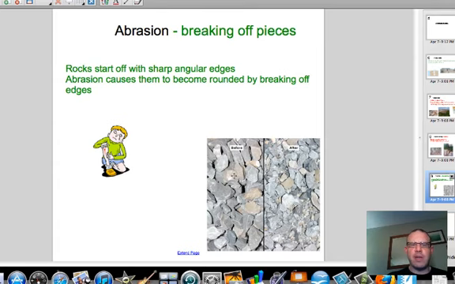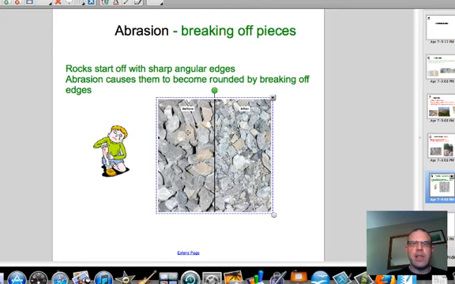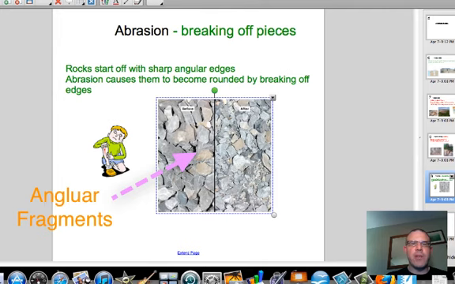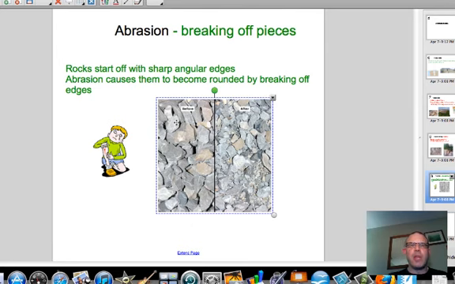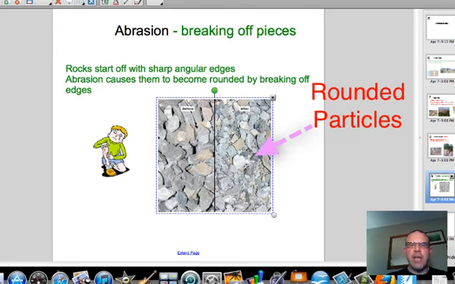Except rocks, and you can see in this particular picture, they start off as angular fragments here. So this is our before picture. You can see they're kind of sharp and jagged. But as they get tumbled and rolled and things happen physically, they break down and they become smoother and rounder on the outside edges.